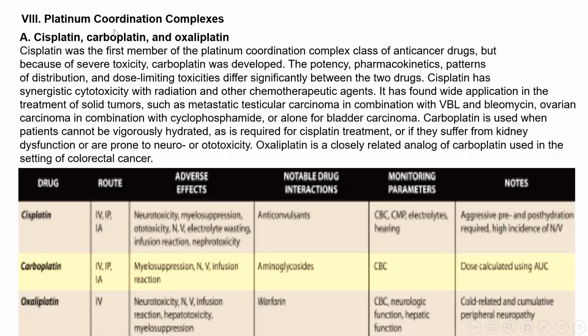Then we have platinum coordinating complexes. In this class, we have three major drugs: cisplatin, carboplatin, and oxaliplatin. The first one was cisplatin. Then after that, carboplatin was developed. But these two drugs are hugely different in potency, pharmacokinetics, and other characteristics such as dose-limiting toxicities and adverse effects. And this led to the differentiation in the use of these two drugs for different kinds of cancers.